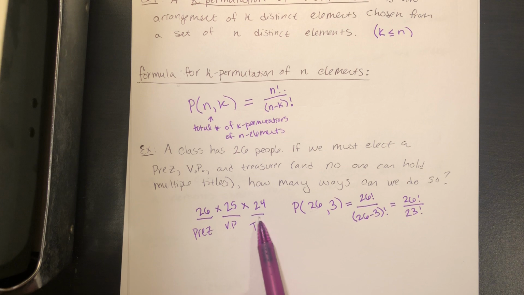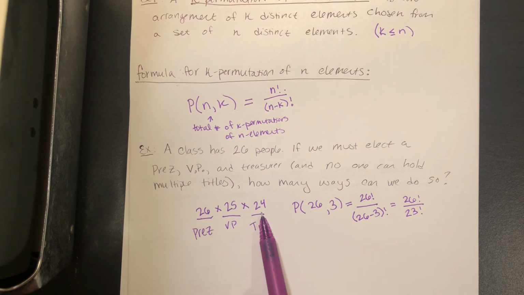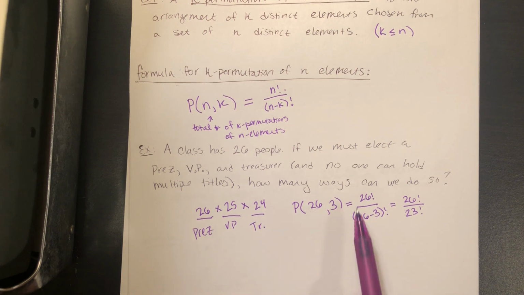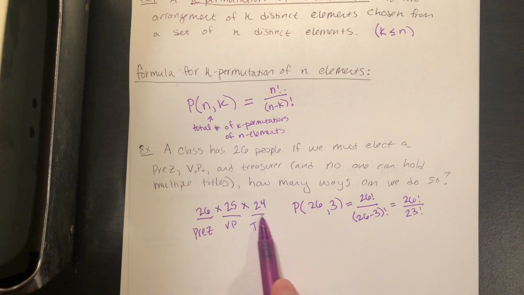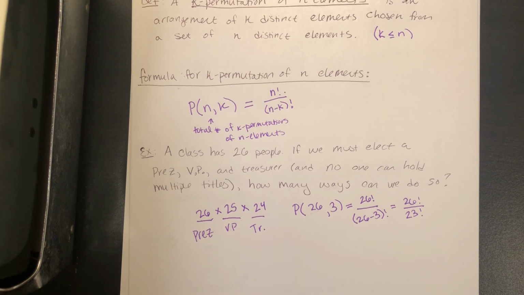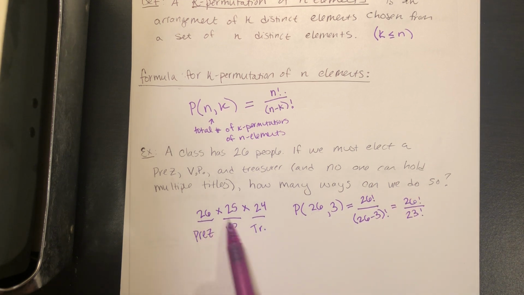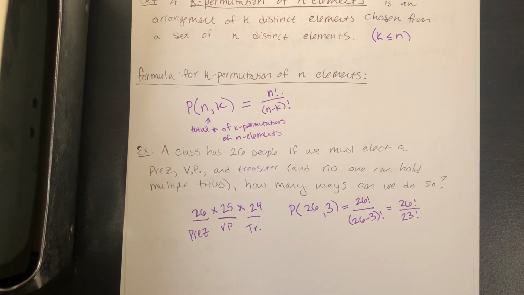So we'd have to somehow get rid of all of the factors that come after 24. That's 23, 22, 21, etc. We can do that by dividing 26 factorial by 23 factorial. It's going to give you the same number that you get here. So however you want to think about solving this problem, you're really using the same idea, but in this case we used a formula to do it, and in this case we reasoned it out using the multiplication principle.